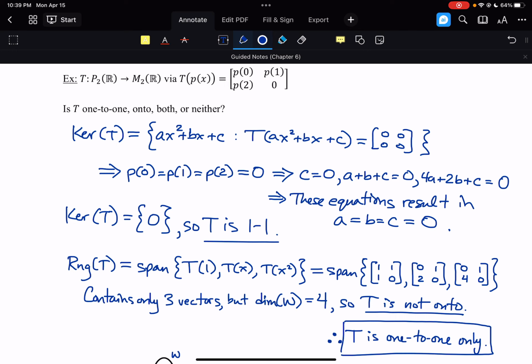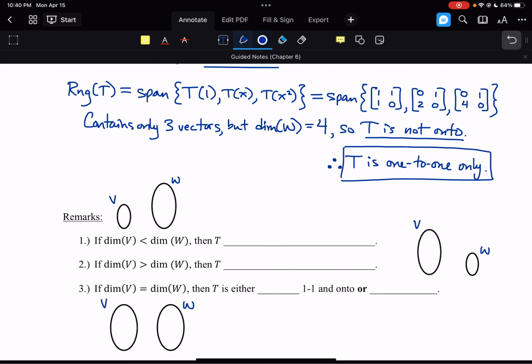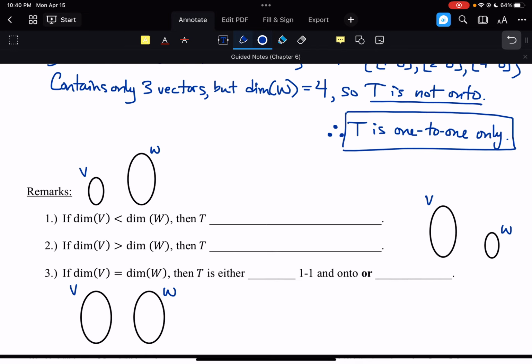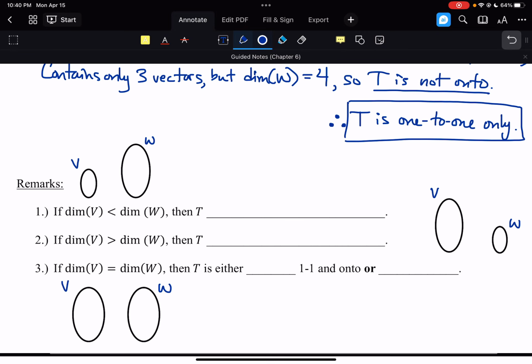Now, the next question that we're going to talk about is, how does the dimension of these vector spaces impact this potential result? How does their comparison to each other change or affect the possibilities of a transformation being 1-to-1, onto, both, or neither? So down here, we're going to have our 3 different cases, and I've got some diagrams here for each of them that we're going to fill in.